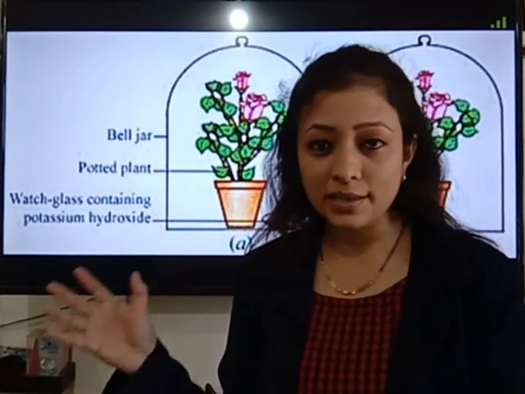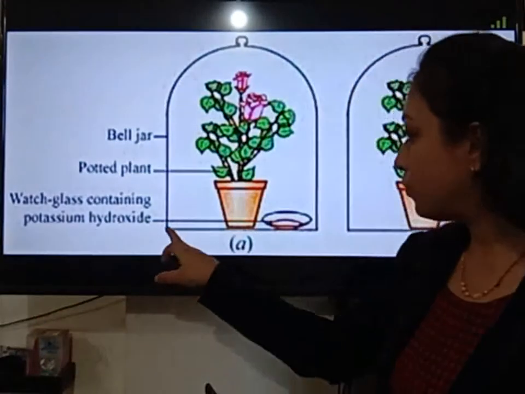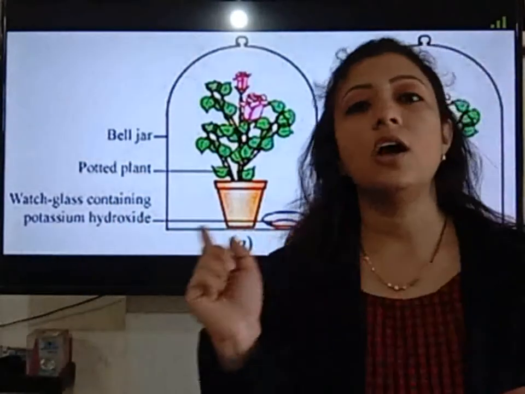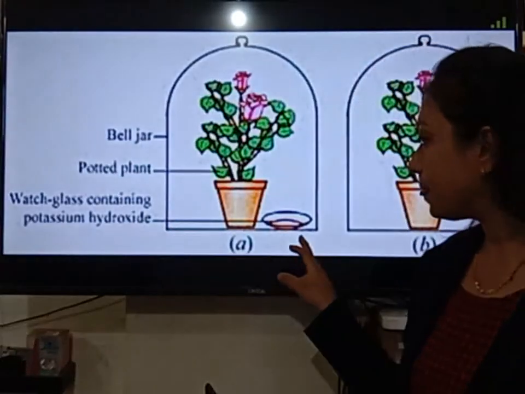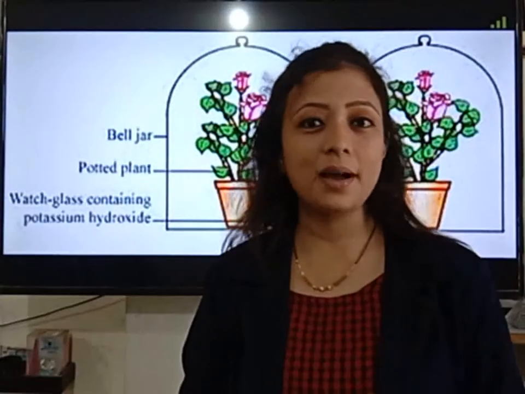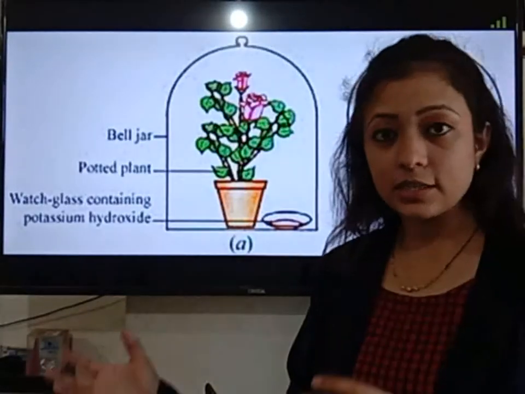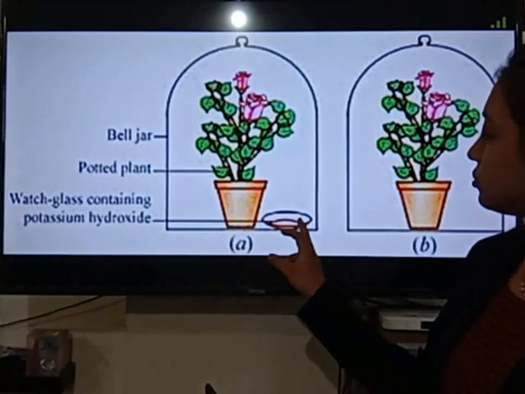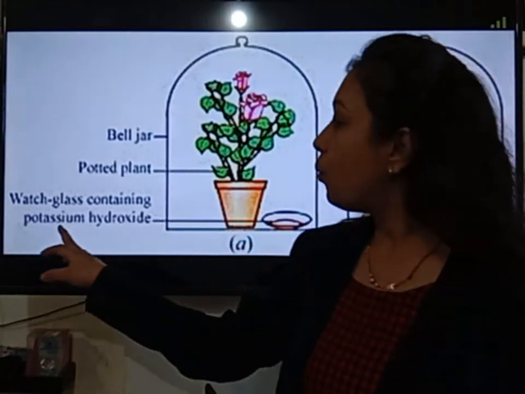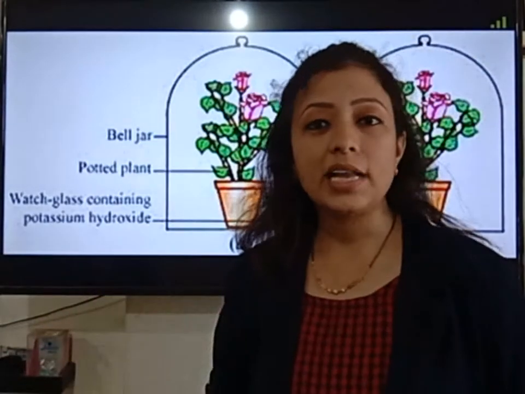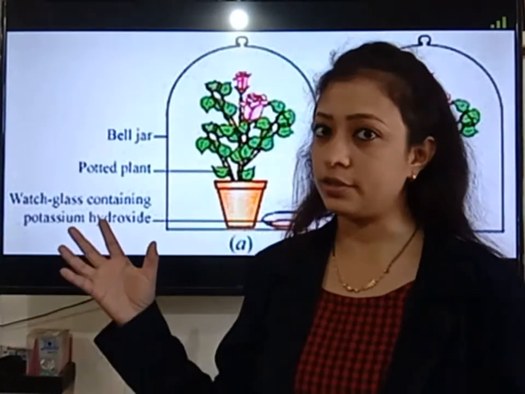Petroleum jelly is nothing but Vaseline. So if you apply Vaseline from all sides of this glass jar, from its bottom, the glass jar can become airtight. And now children, before making it airtight, in one of the glass jars we have kept one dish containing potassium hydroxide solution.